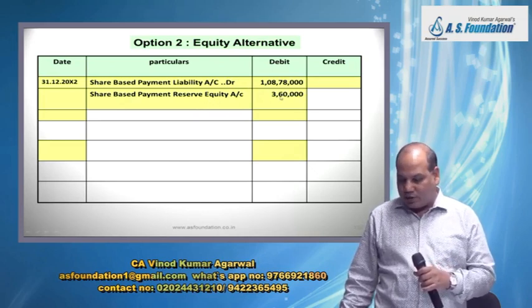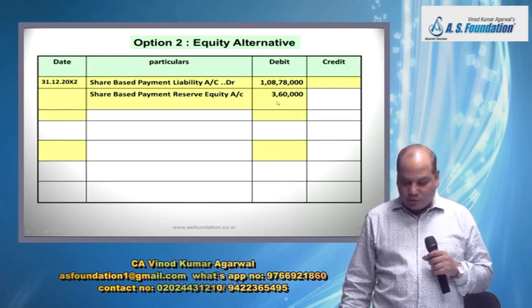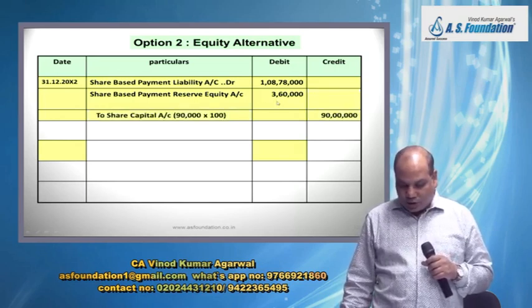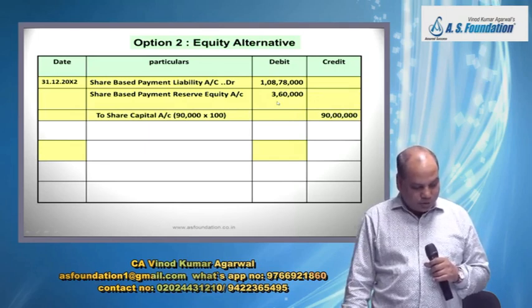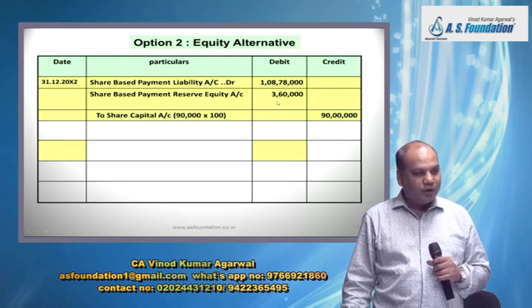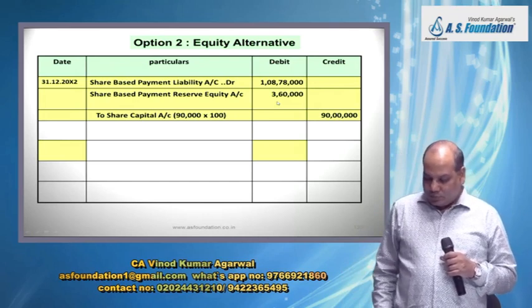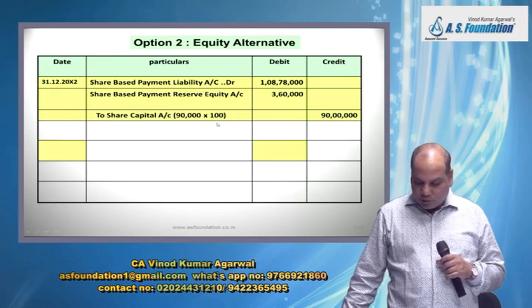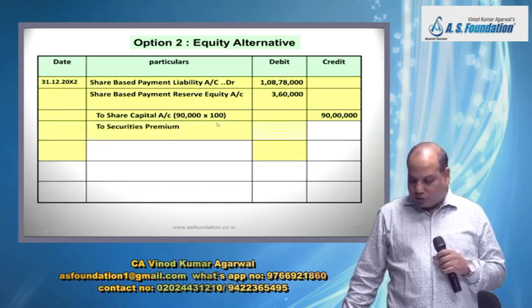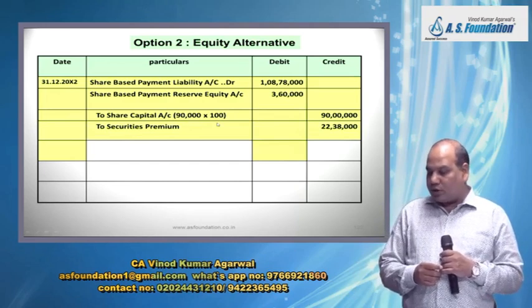We are combining the two entries. Share based payment reserve account debit 3,60,000 to share capital account 90,000 share into, oh, face value is not given, assume 100, 90 lakh. If you want to assume 10 rupees, write 10. Accordingly, write an assumption below. And to securities premium 22,38,000.